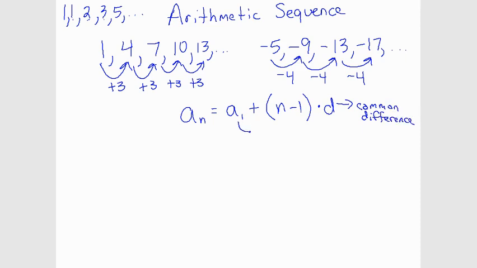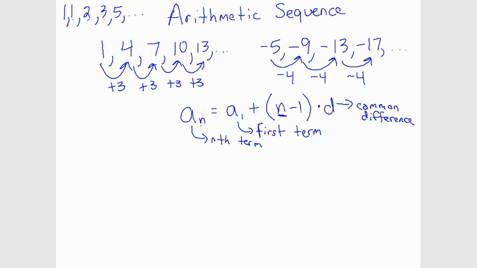A sub 1 stands for our first term, and a sub n stands for our nth term. Basically, any term we want to find within the sequence, and that n directly correlates to this n. If we wanted to say find the 10th term, we would go ahead and plug in 10. So what would this formula look like for this first example?